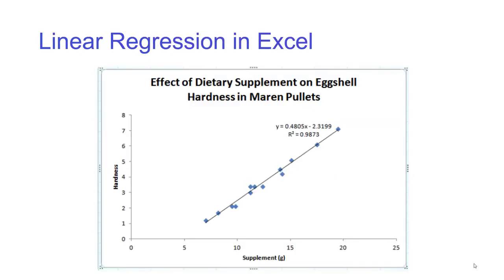You're familiar with doing regression in Excel. You put in your data, your x and y data, you do the scatter plot, and you ask Excel to add a line. So this is the line added by Excel. So you can see y equals 0.4805x, which is exactly what we found by doing it by hand, minus 2.3199. So the intercept is minus 2.3199. That's the value of y when x equals 0. And the r squared is 0.9873, which is the square of the Pearson's correlation, the r of 0.99 that we found in the correlation exercise.